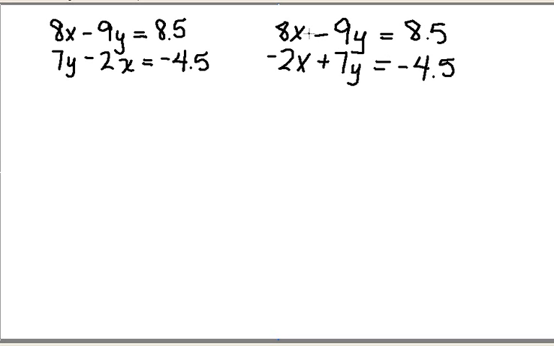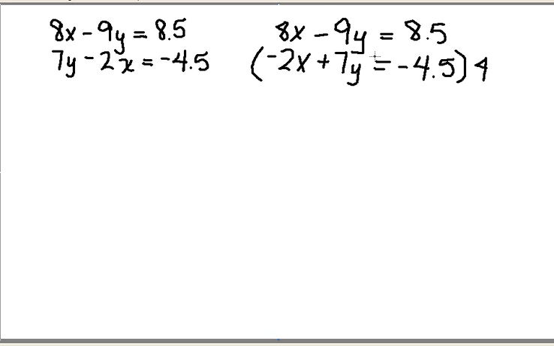All right, so now when I line up the x's and y's, I can see that probably the easiest thing to get rid of is going to be my x's. Why? Well, one's positive, one's negative, and 8 is actually a multiple of -2, or of 2. So I can just multiply the second equation through by 4. What that's going to do is give me a -8 here, and then they'll go away.